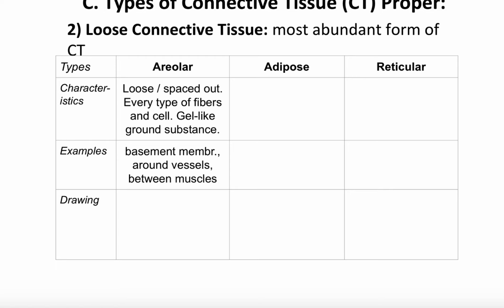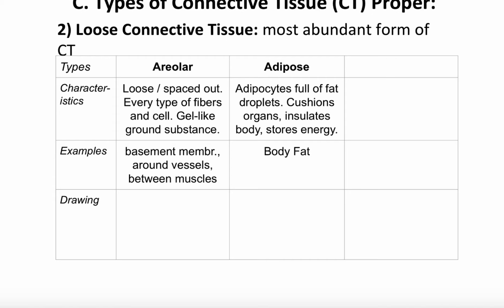It's usually the basement membrane. It's around your blood vessels. It's between your muscles. It's anchoring and gluing things down. On the other hand, adipose tissue makes up a lot of your body mass, especially right now when we're all at home and not exercising very much, because it is your fat cells. It is the cells that swell up and store all the fat in your body.